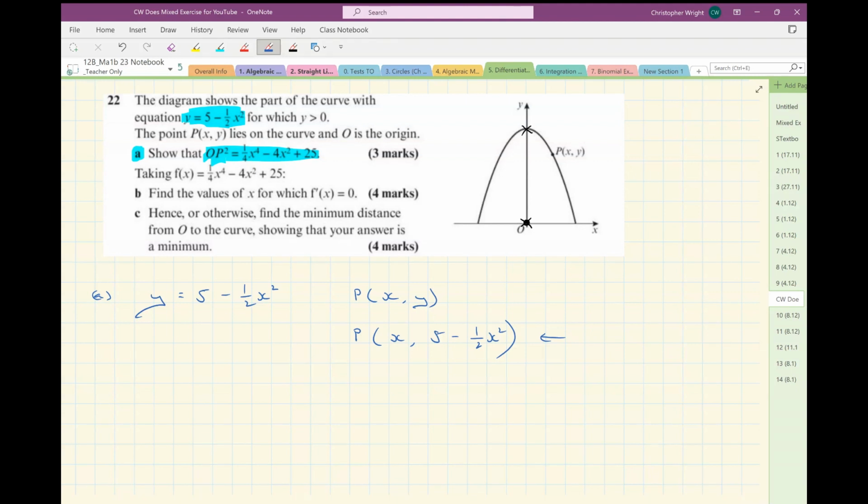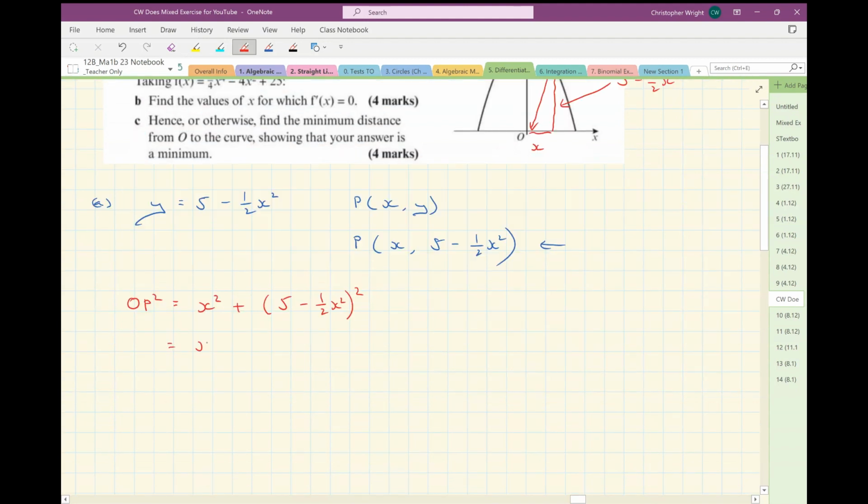So we need to have a think really about finding the expression for the distance between O and the general point on the curve at (x, y). Well, I'm finding that difference. I'm going to use this right angle triangle here. That's the x coordinate of the point P, and this vertical length is the y coordinate. So I can find OP squared by using Pythagoras. OP squared will be x squared plus (5 minus a half x squared) squared. So if I simplify this expression, I'm hoping to get that expression there. So let's have a look.